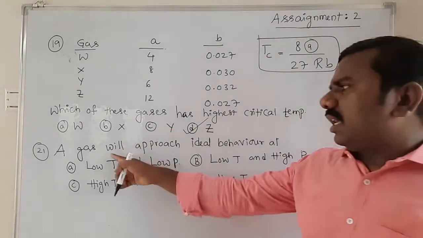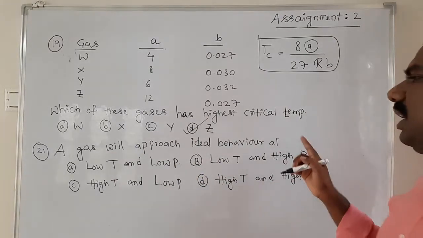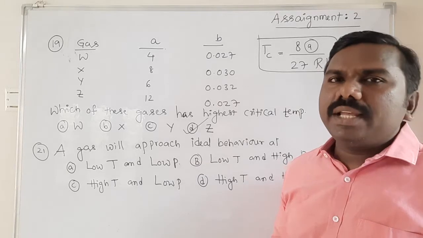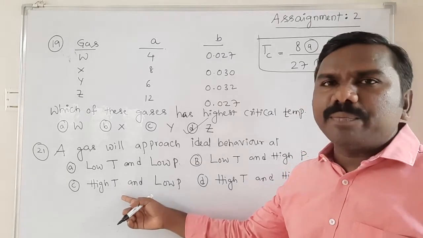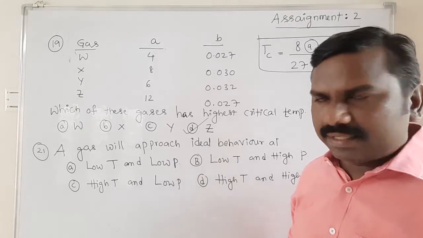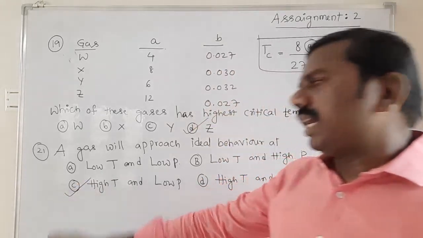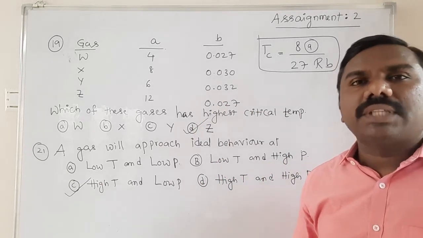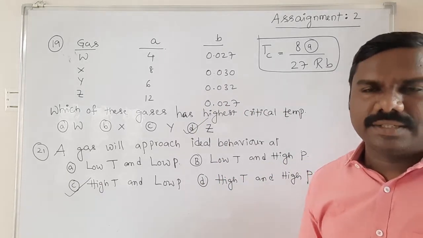Next, a gas will approach ideal behavior at. A real gas can approach ideal behavior at high temperature and low pressure. Many graphs verify this. Remember this condition: at high temperature and low pressure, a real gas behaves as an ideal gas.